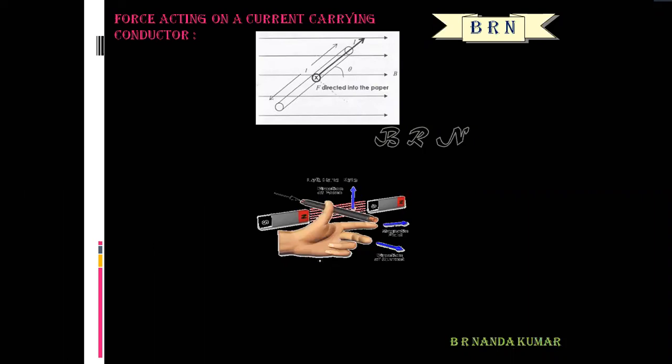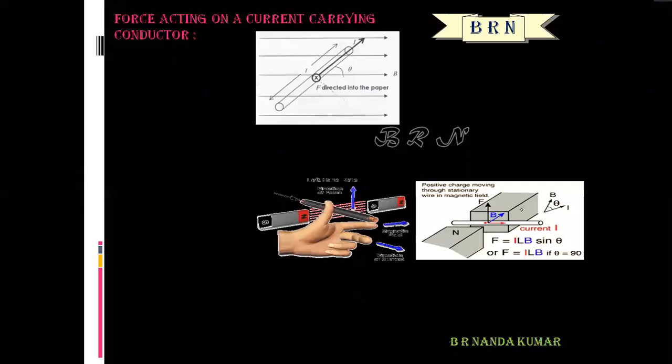This is the Fleming's left hand rule. Stretch out the first three fingers of left hand in three mutually perpendicular directions. Forefinger points in the direction of magnetic field. Middle finger points in the direction of current flowing through the conductor. The thumb points in the direction of force. So here the force acts vertically upwards. In this diagram, this is the direction of magnetic field, this is the direction of current. The force acting is vertically upwards.